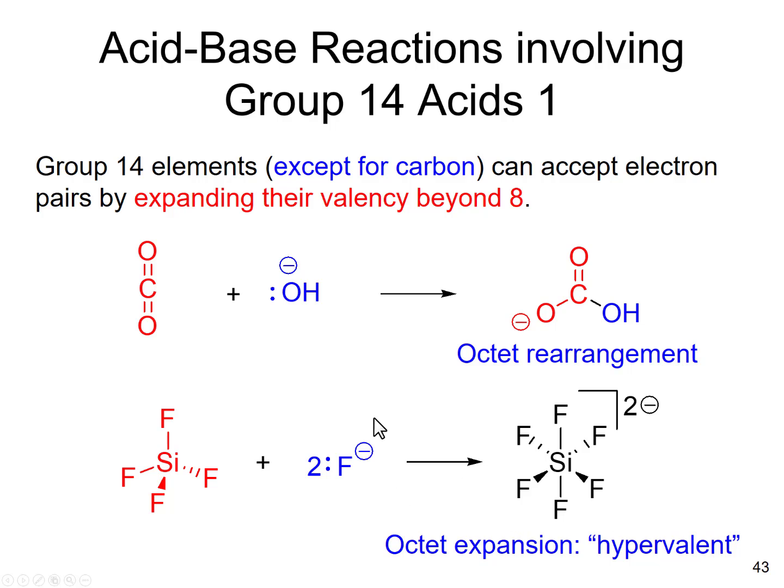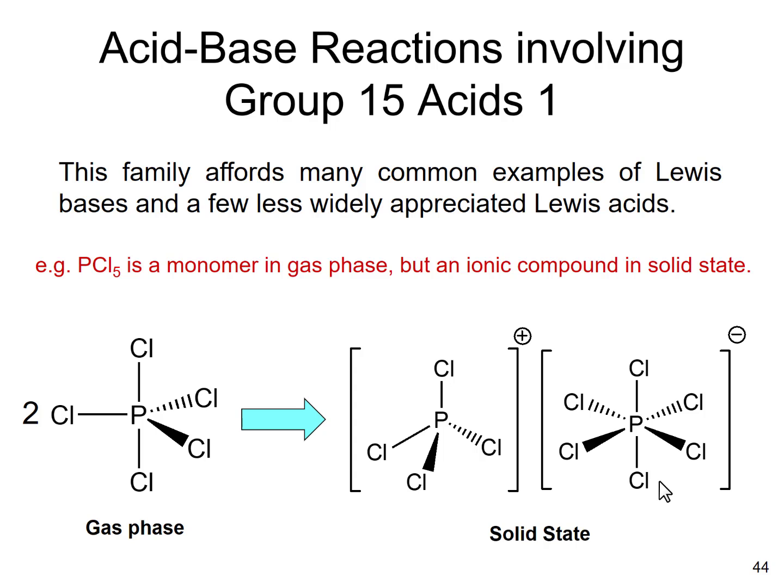Of course, with the reaction involving two fluoride anions, you would form an octahedral complex, which is 2- in charge. And this species is hypervalent. And I believe you have discussed hypervalency already in the first part of the module. In group 15, we have elements like nitrogen or phosphorus. These elements are known to form Lewis bases in general, but there are also a few examples of Lewis acids that are based on these central atoms.